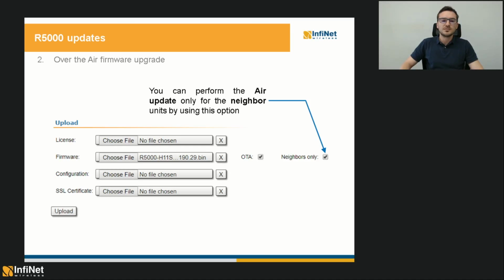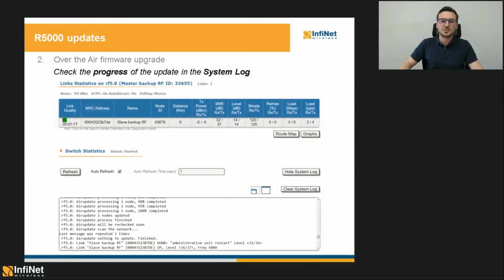And after you have initiated the upgrade, you can check the progress for each device in the system log, which is available in the device status window. Once the upgrade is complete, the target units will be automatically restarted and the links will be reestablished. The whole process lasts only for a few minutes, and the actual downtime will be only 35 to 40 seconds per device, just as with a regular firmware update.